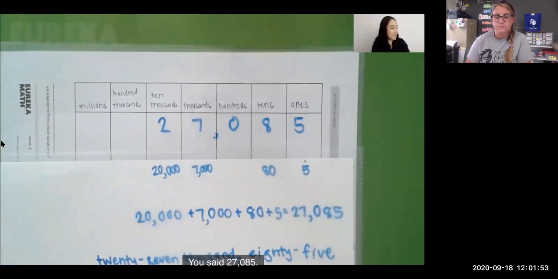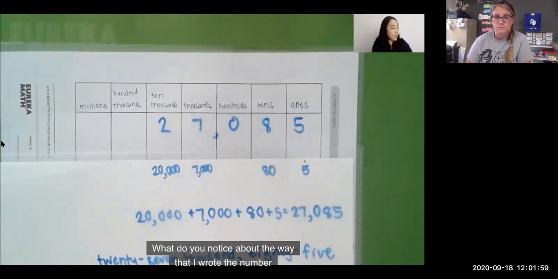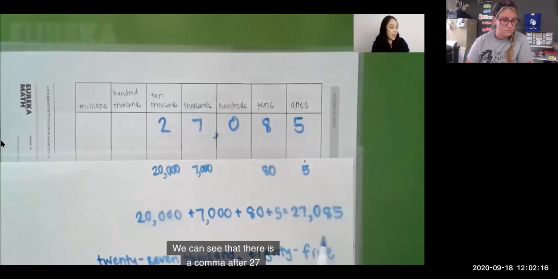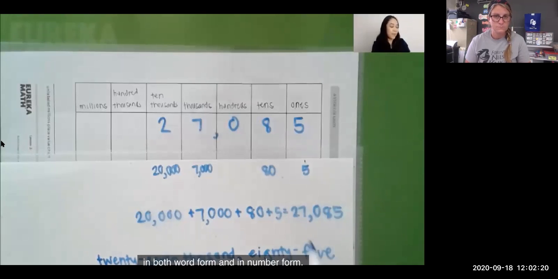You said 27,085. What do you notice about the way that I wrote the number in word form and also the way that I wrote it in standard form? We can see that there is a comma after 27 in both word form and in number form.